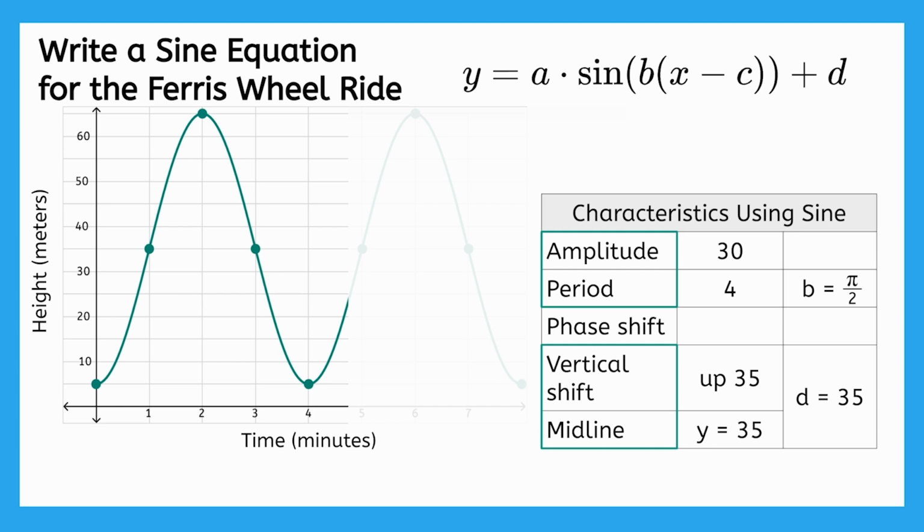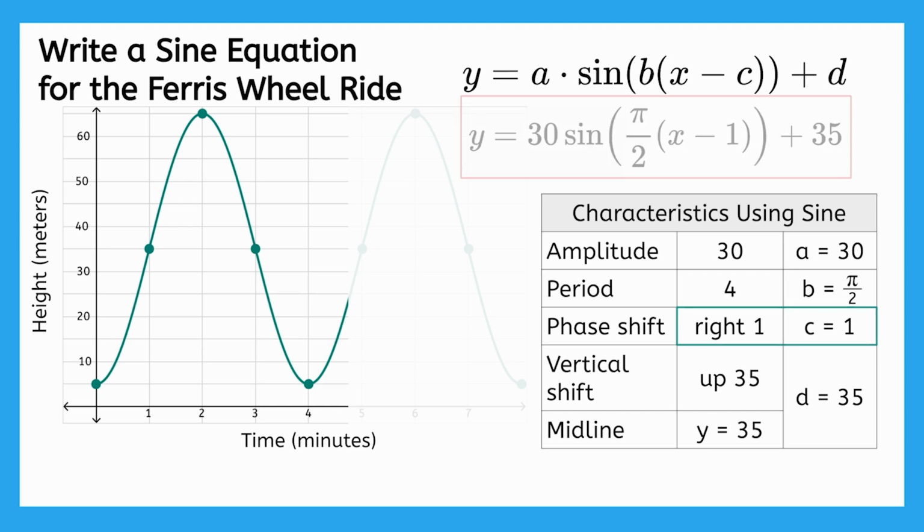What about the parameter for a? Since this function is rising as it passes through the y-axis, just like the parent sine function, we can write a as positive 30 so that the function is not reflected. As we said a moment ago, the Ferris wheel function is shifted to the right 1 unit, so in this case, c is 1. It's important to remember that when we have both a b and a c value, b must be placed outside the parentheses that enclose x minus c, so our equation should look like this. Y equals 30 times sine of pi over 2 times x minus 1 plus 35.